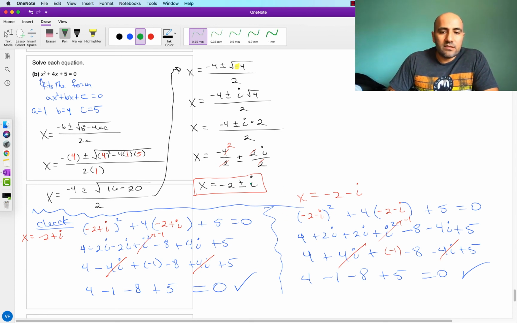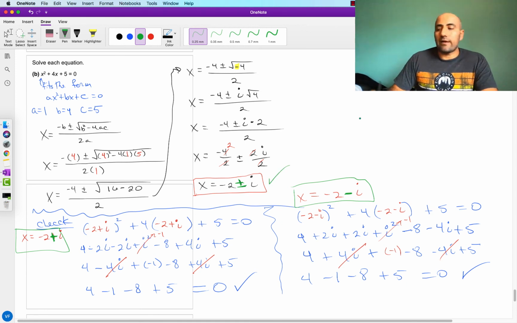Remember that this notation of a plus and a minus means that there are two solutions. One of them is the one that has a plus in there, and the other one is the one that has a minus in there. So this is a shorthand notation of both those solutions, and they both worked out.